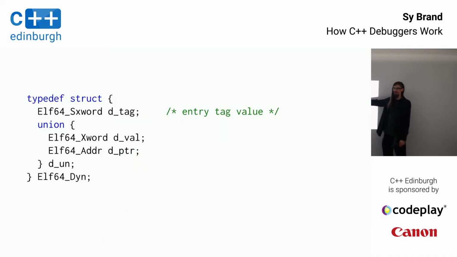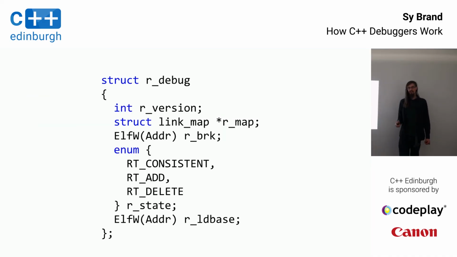Now, one of these entries is going to point to something like this. This is what's called a rendezvous structure. It has some versioning information, and then a map to all of the shared libraries which have been loaded into this program. That's all well and good. We can walk over this map to find the names and load addresses of everything, but it doesn't help us actually trace anything.